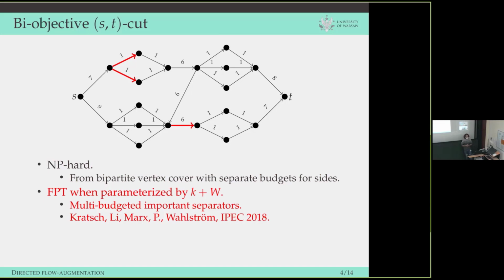Then this problem actually becomes FPT, and it's not super rocket science. It's still not trivial, but it's not rocket science. You look at how important separators were defined, and you see that the proof you can actually make it work with many budgets for many colors up there, following the same methodology, and this appeared in our ESA paper.